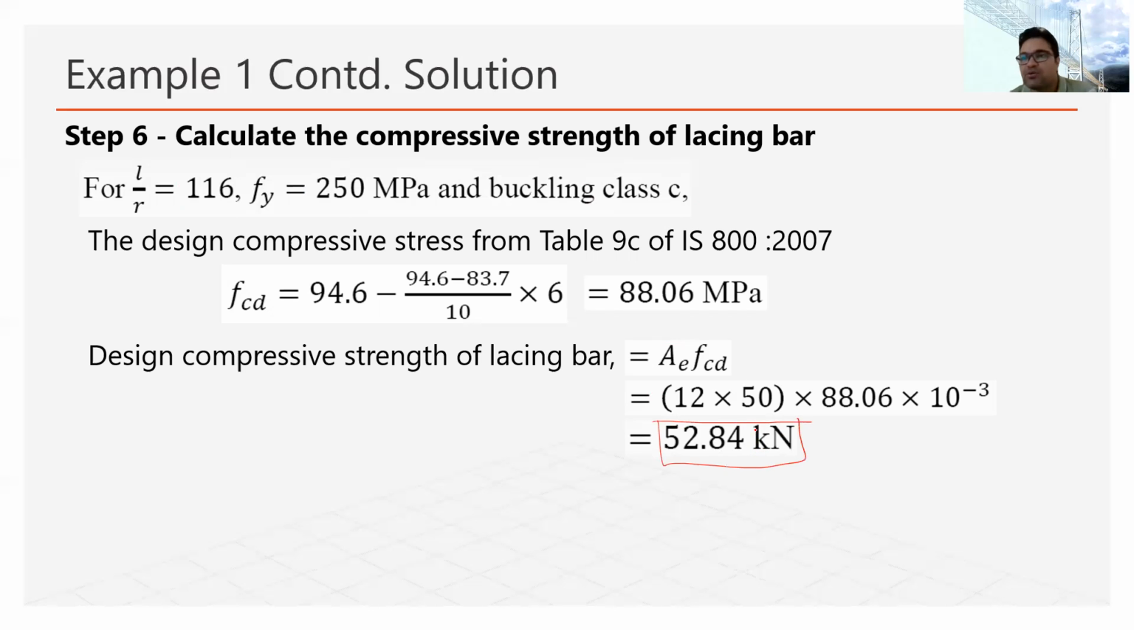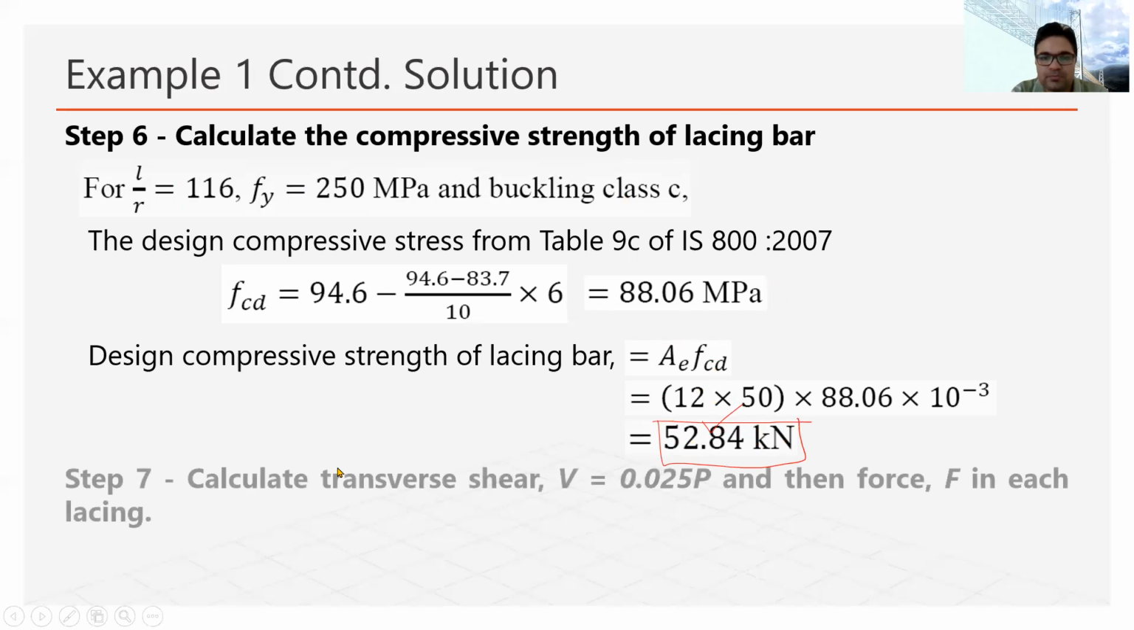Now after this we are going to find out how much force this lacing bar is going to experience because of the external load, and that force should be less than this one. If it is not less than this one, then we have to revise the design. So now in step 7 we are going to find out the force, and this force is dependent on the V value, which is 2.5% of the P value. The P value is already given in the question, which is 1000.